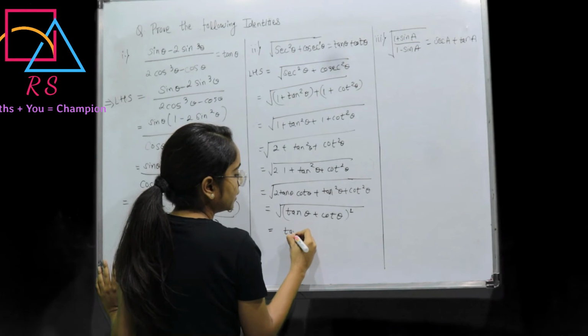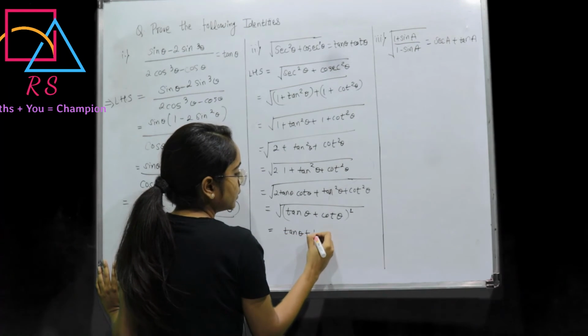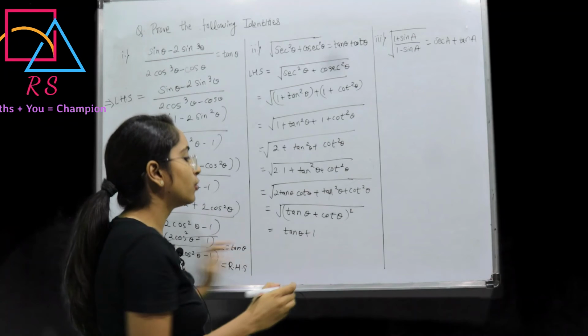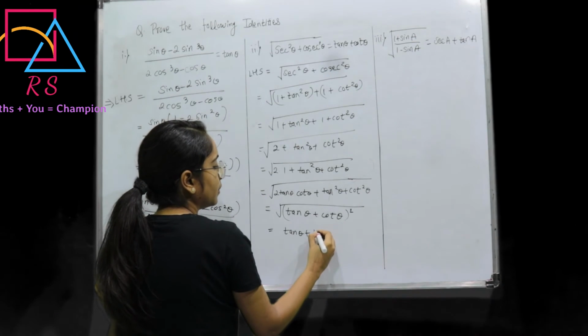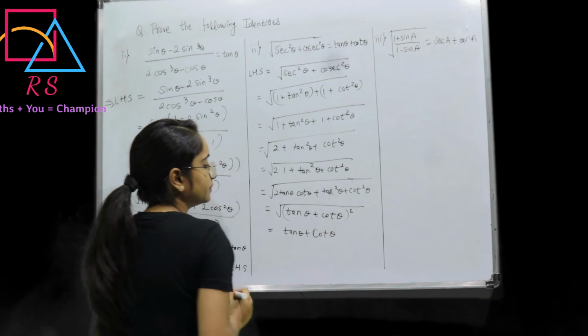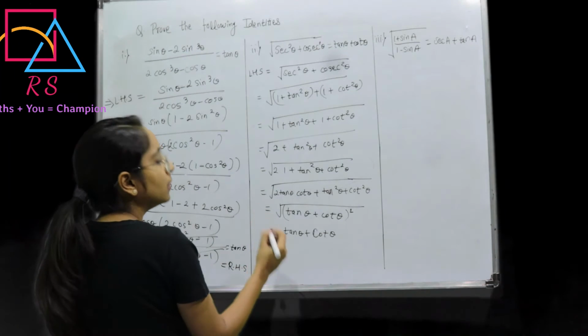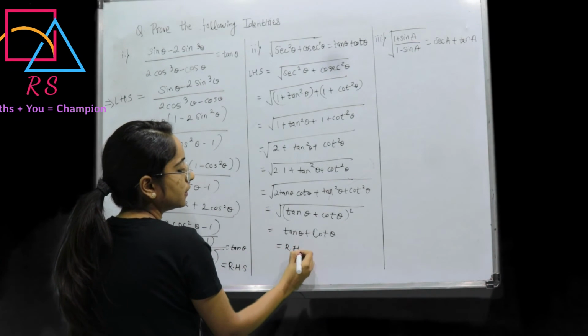I will take it out of the square root and I will get the final result: the square root of (tan theta plus cot theta) whole square is tan theta plus cot theta. This is the right hand side.